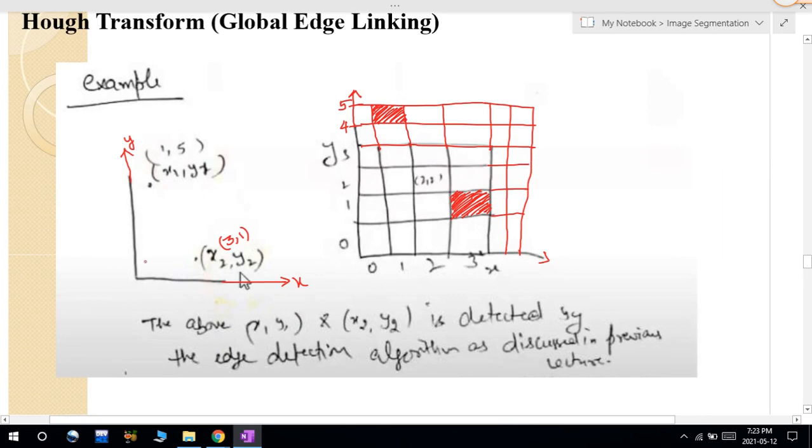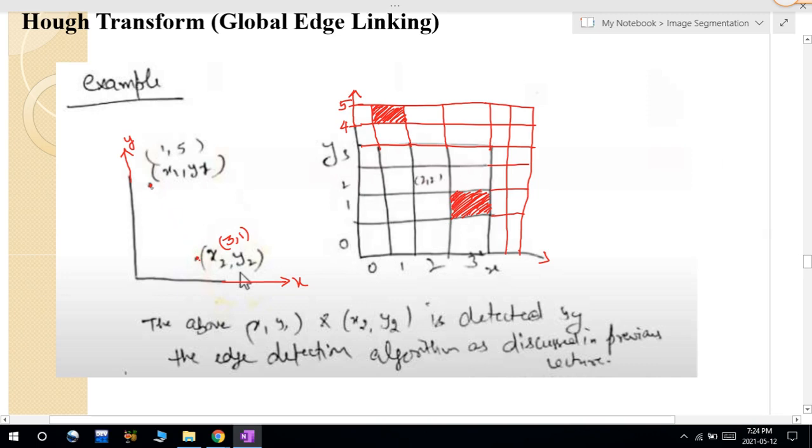Like we are getting some edges. After getting these edge points I will try to draw them in the image space. Like this is your first edge point, 1 5. So I have this 1 5 over here, and after this the second edge point is 3 1. For example, if I consider these are the two edge points that we get after applying the edge detection algorithms, 1 5 and 3 1. I am getting these two points, but I don't know how to combine them.